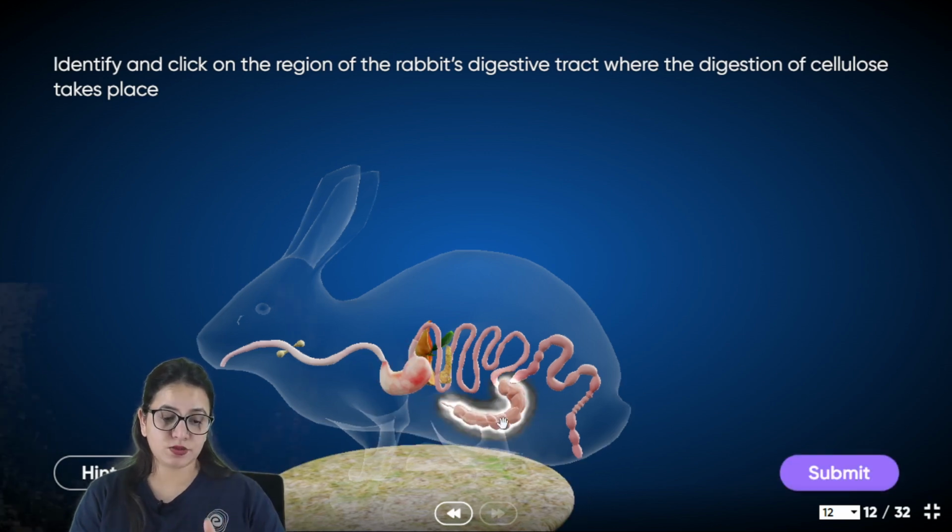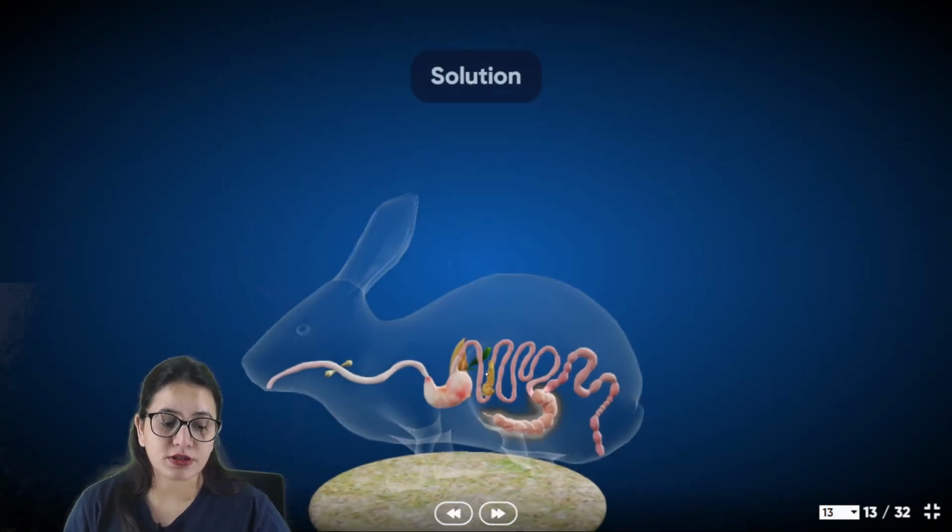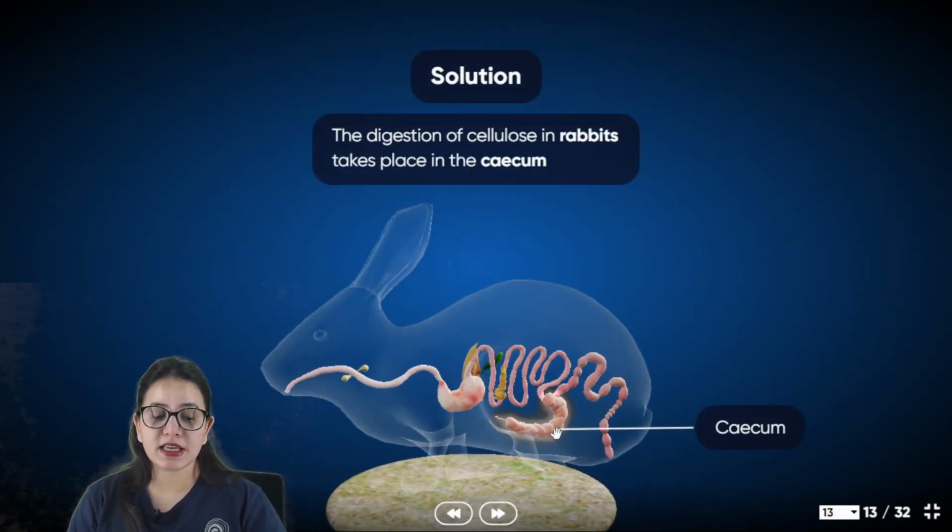Yes, I guess this would be the correct answer. Yes, of course, this is the cecum part, which is basically present in the horses and in the rabbits for the digestion of cellulose. Okay, clear?